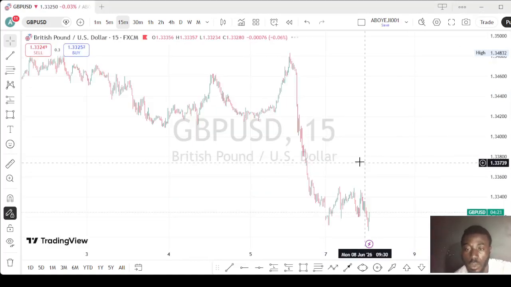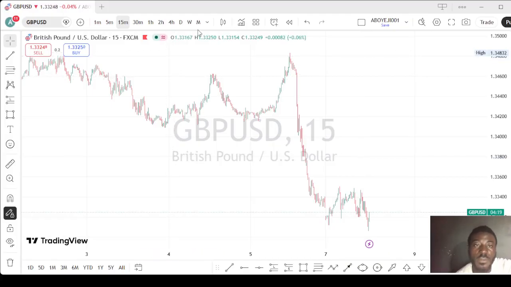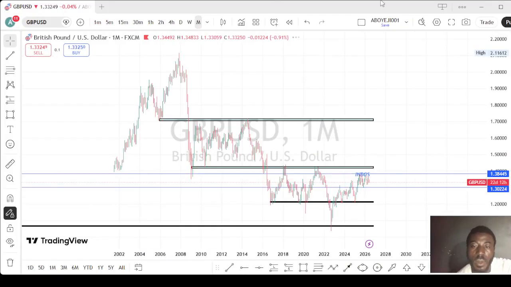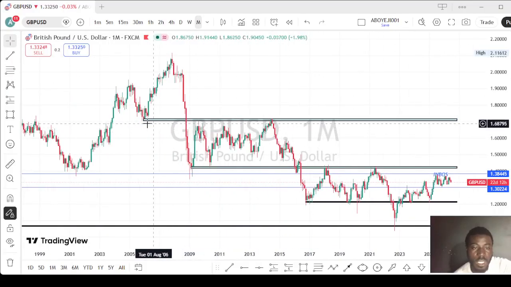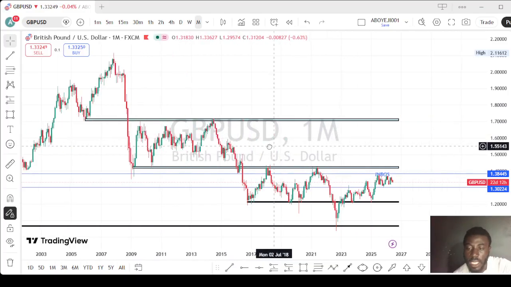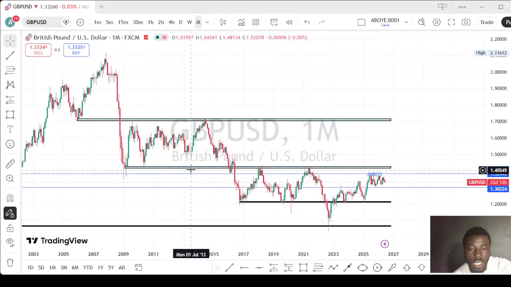So let's move to GU. This is GU from the monthly time frame. This is the monthly time frame. This is our key level. You can see this is support, and this is what the market mitigated again and continued the downtrend. And this is our key level again. You can see this is a support, the market retests and continues down, retests and continues down.